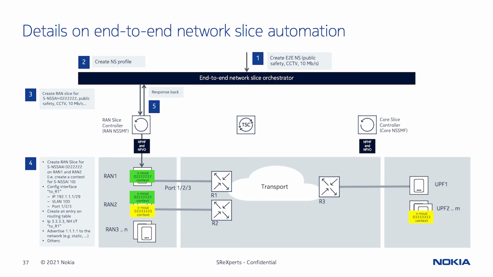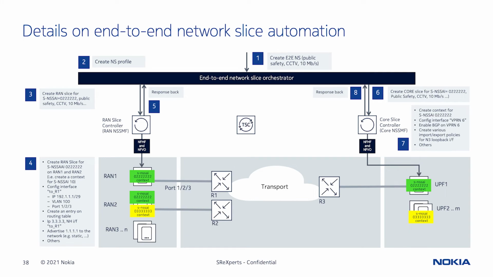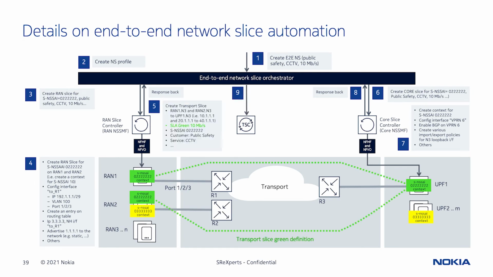And in this context, RAN node 2 now has context for the 2 network slices. Similarly, the core slice will be created. So out of m number of UPFs, 1 UPF will be selected. And last but not least, the transport slice, which is a connectivity between the green context on the RAN side and the UPF, will be given at step 9 to the transport slice controller.